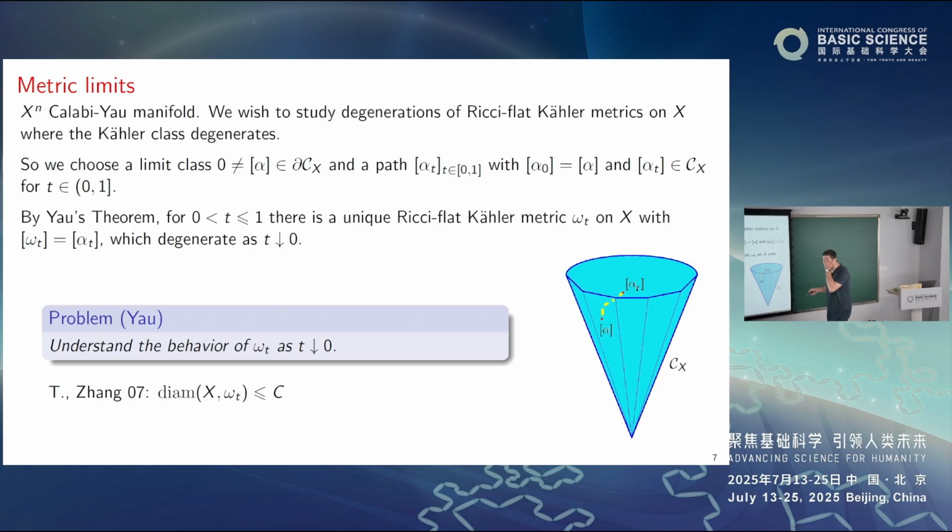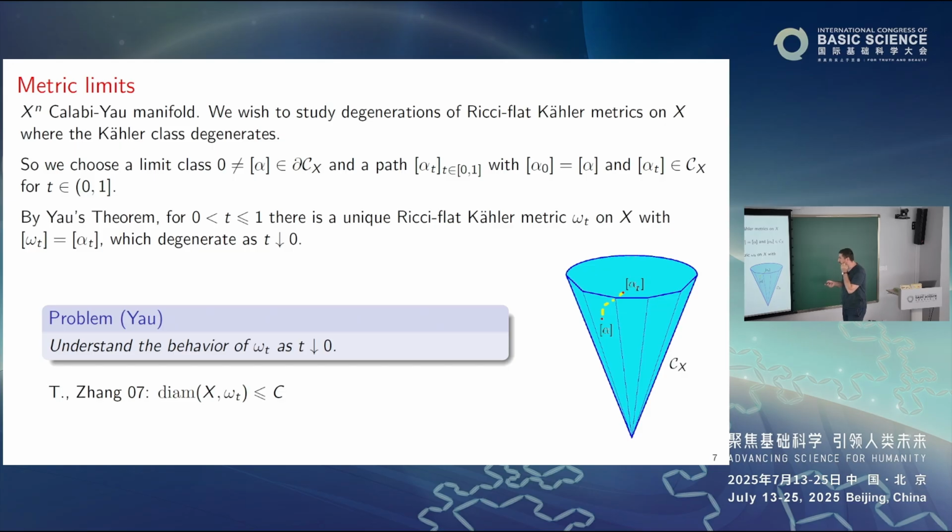Remember, the cone is open. So the point on the boundary is not a Kähler class. There is no Kähler metric in that class. So the omega t cannot converge smoothly to a strictly positive limiting Kähler metric. So something has to degenerate. And the classical question, which appears in one of Yau's lists, is to understand the behavior of this metric when t goes to 0.